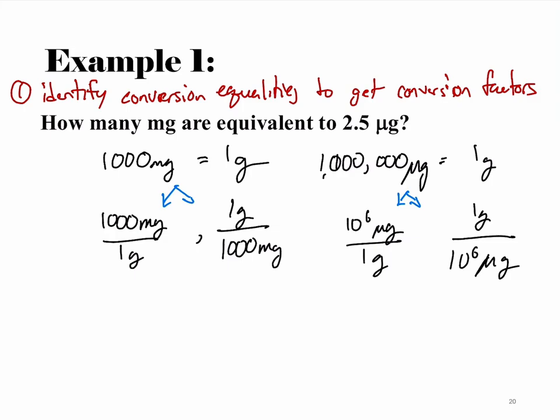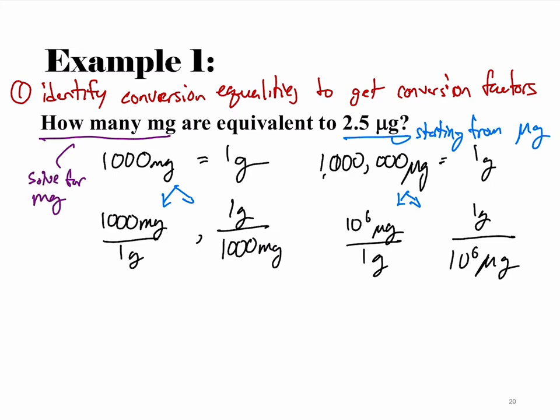The next thing we're going to do is determine where we are starting from and where we want to end up. So where are we starting from here? What unit and what number are we starting from? We're starting from micrograms, right? We know we're given this number. And what do we want to find? We want to find milligrams, right? So we want to solve for milligrams.